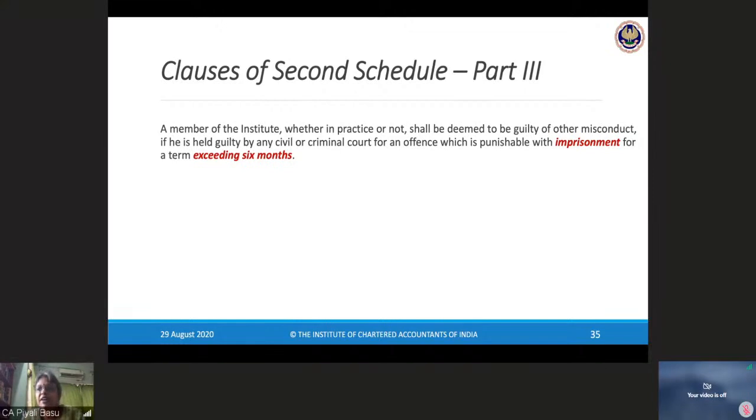And in case of the second schedule, other misconduct is in part 3, and there is only one clause, which is that the imprisonment is for more than 6 months. Okay, the imprisonment is for more than 6 months. Keep that in mind, please.